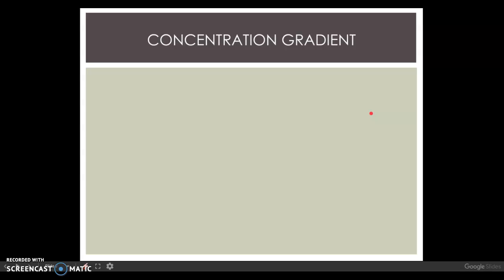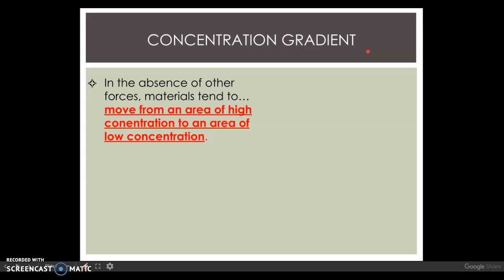One of the most important things that you need to understand when it comes to cell transport is going to be the concentration gradient. A concentration gradient means that in the absence of other forces, materials will always move from an area of high concentration to an area of low concentration.